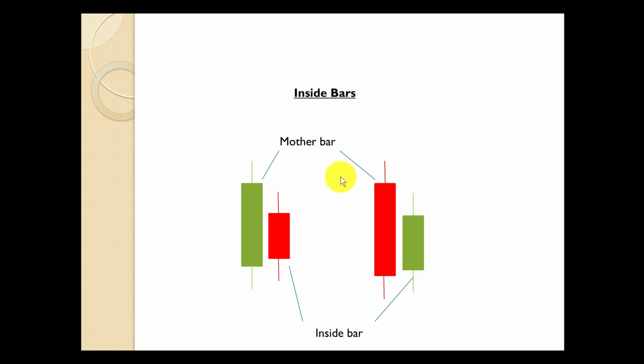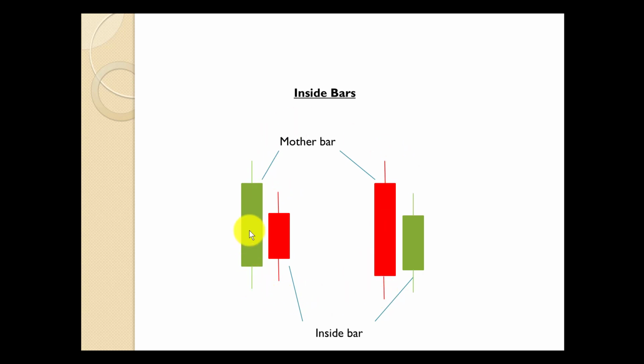Now this is to show you that these are called inside bars. The one which is this one is an inside bar. In this case, this is an inside bar. This longer one is the mother bar or model candlestick. This is the inside bar candlestick. Now from the image you can see that the high of the inside bar is lower than the high of the mother bar and the low is higher than the low of the mother bar. That means it is fully contained in the previous bar, which is known as the mother bar.